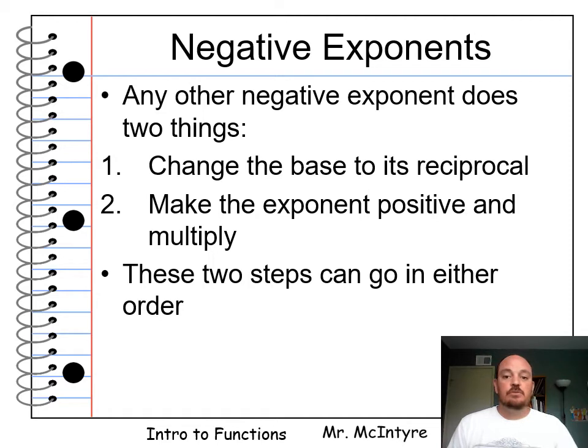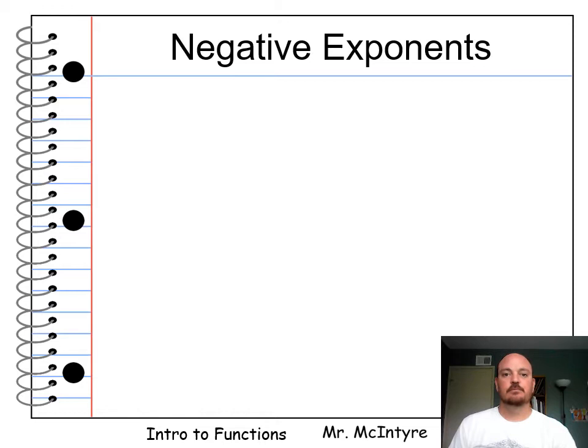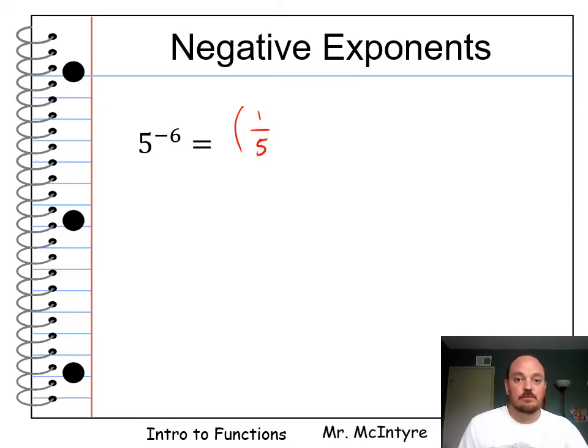Now, you can do those two steps in either order. You can raise to the power first and flip reciprocal second, or you can do it how we wrote it here, and you can flip first and raise to the power second. So let's say we had 5 to the -6 power. One way to do it would be to flip first, to say the reciprocal of 5 is 1/5, and now I'm going to raise that to the +6 power.